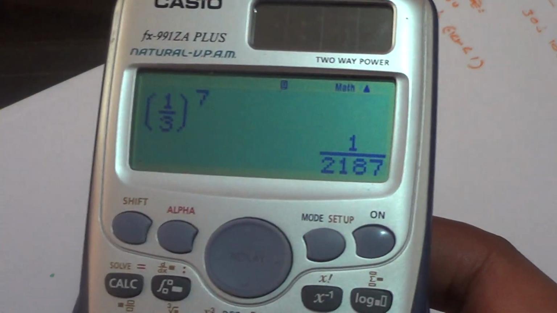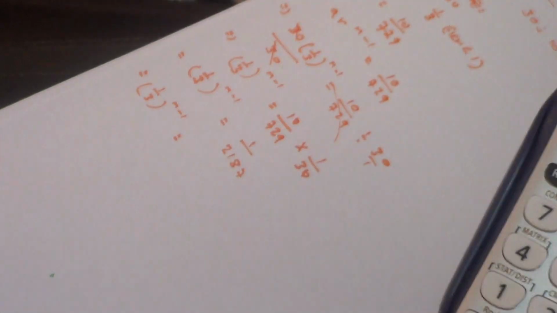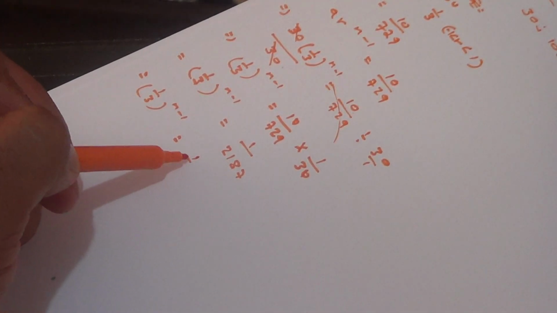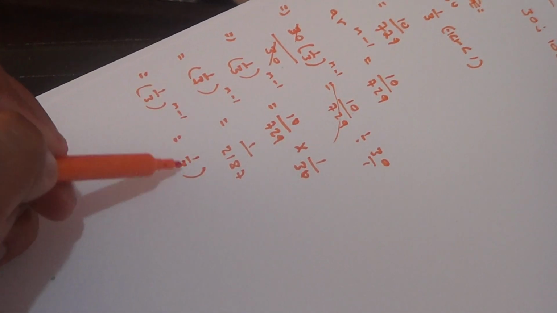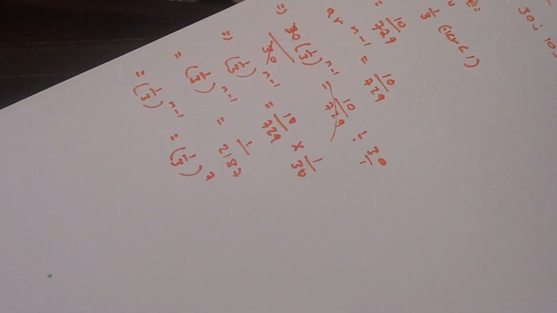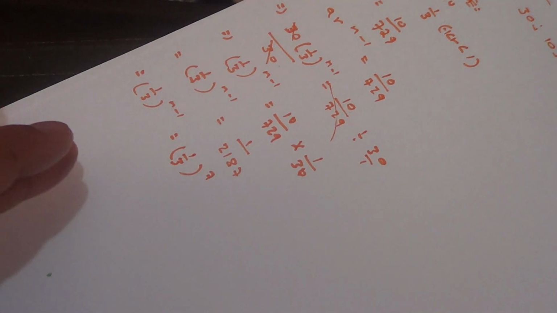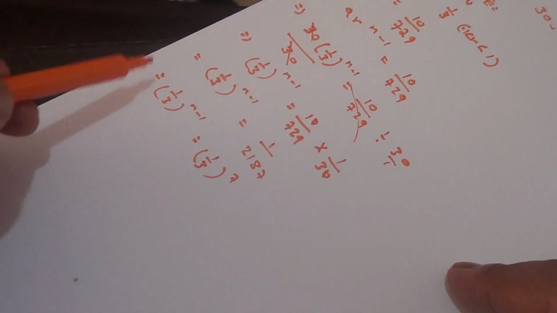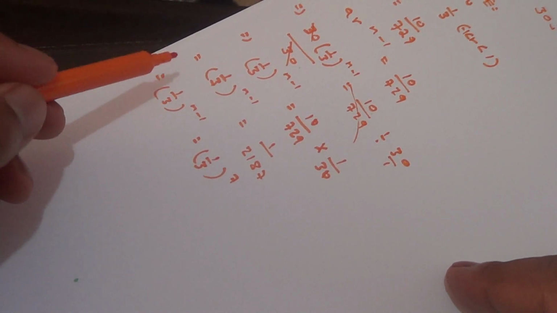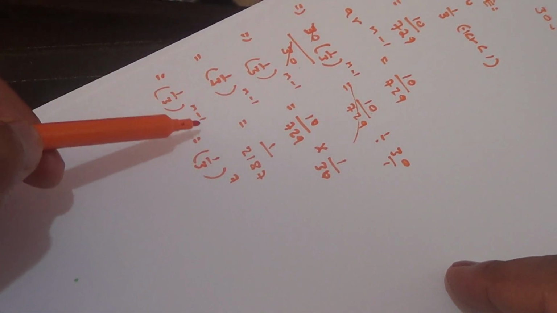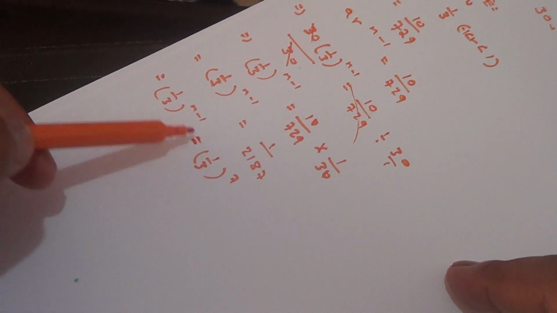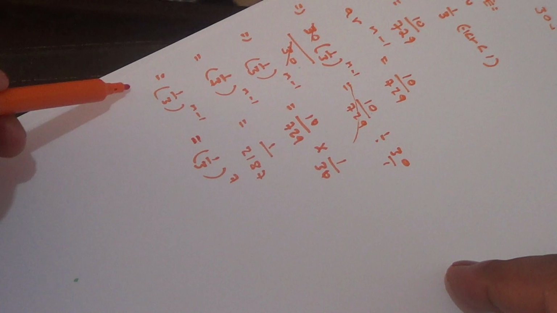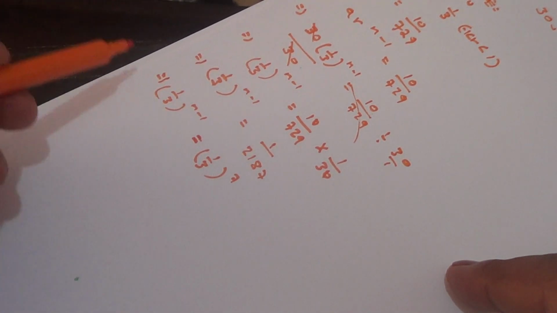Okay, not a problem. So you see exactly what we have. We know this is 1 over 3 to the exponent 7. All right, not a problem. Yeah, this can be quite a challenge sometimes, but you need to know how to work things out. I mean, there are shortcuts, but sometimes you just have to work things as they come.